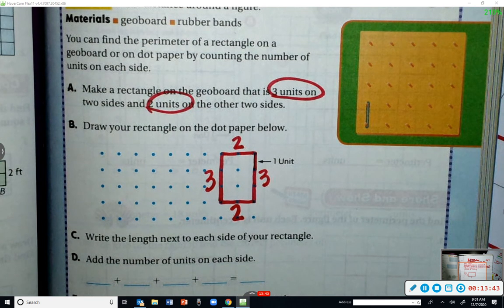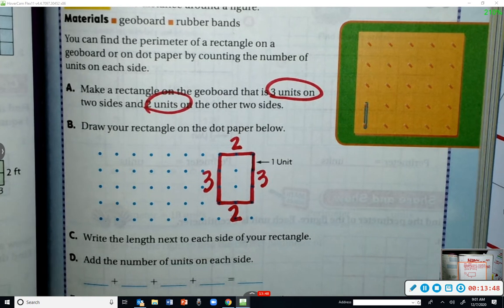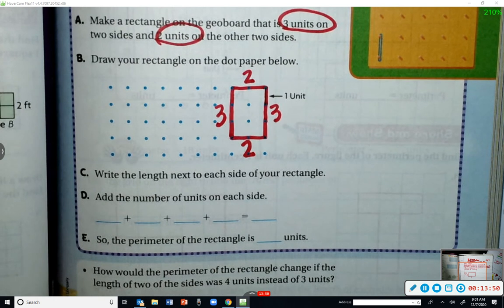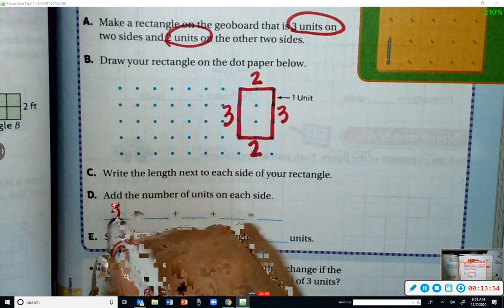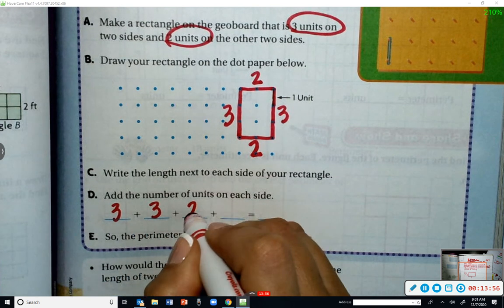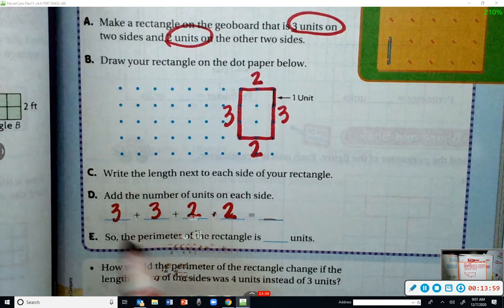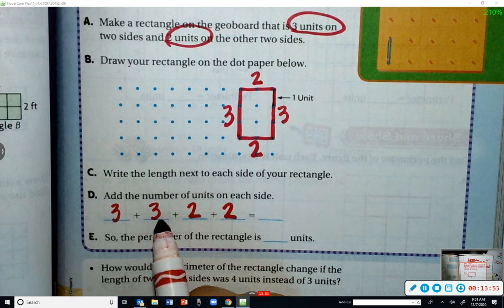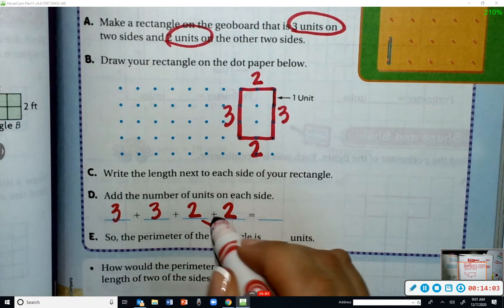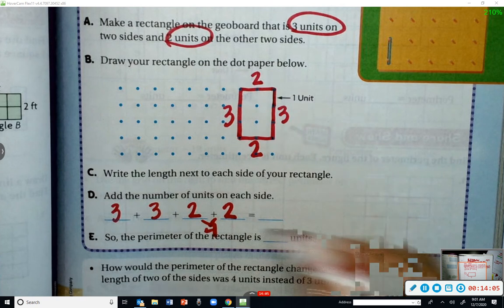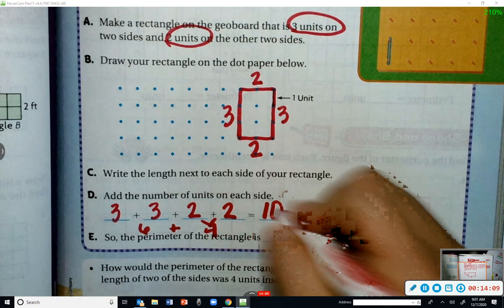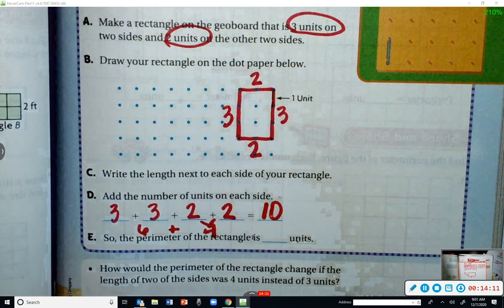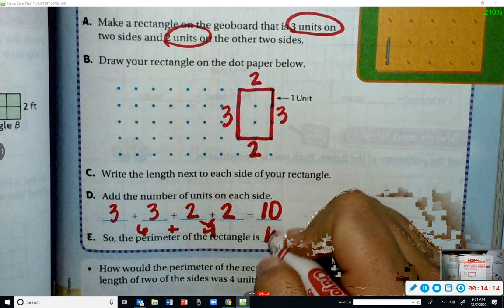So to find the perimeter of the rectangle we just drew, what would we do? Kelsey? We'll add those numbers. Add all of the numbers. We have 3 plus 3 plus 2 plus 2. What's 3 plus 3? 6. And then 2 plus 2 is 4. 6 plus 4? 10. So the perimeter of the rectangle is 10 units.